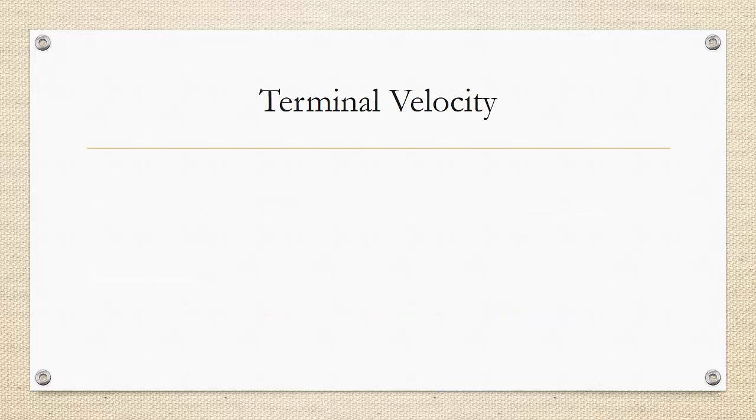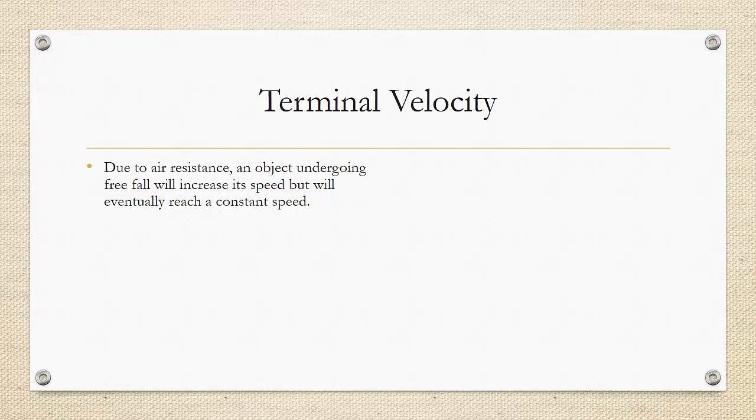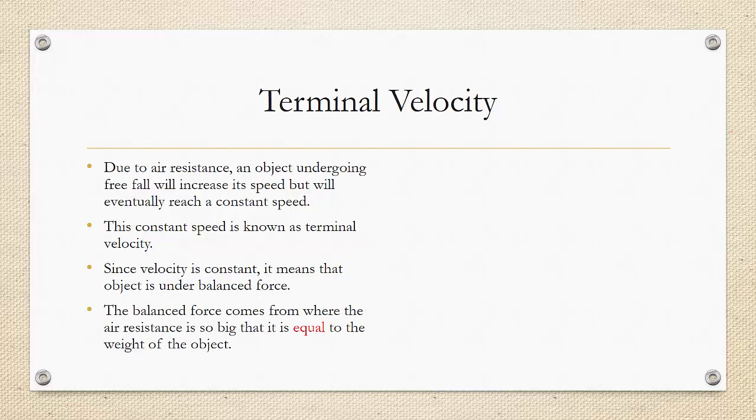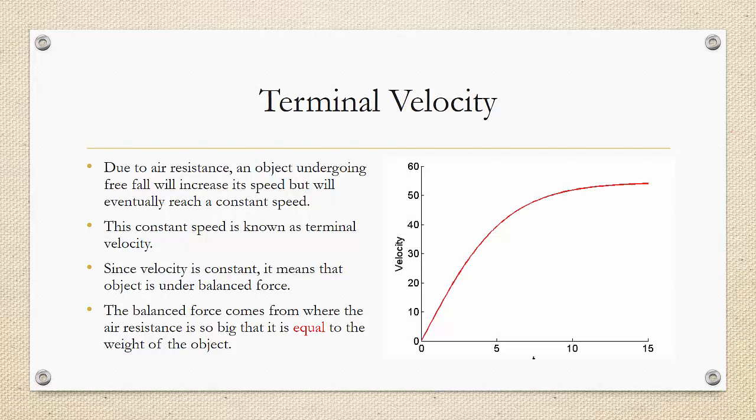Next, terminal velocity. Due to air resistance, an object undergoing free fall will increase its speed under the influence of gravity, but will eventually reach a constant speed, and this constant speed is known as terminal velocity. Since velocity is constant, it means that the object is under balanced force. And the balanced force comes from the air resistance, which is this time so big that it is equal to the weight of the object. So this is the profile of the object as it increases its speed, and gradually it becomes the constant speed.